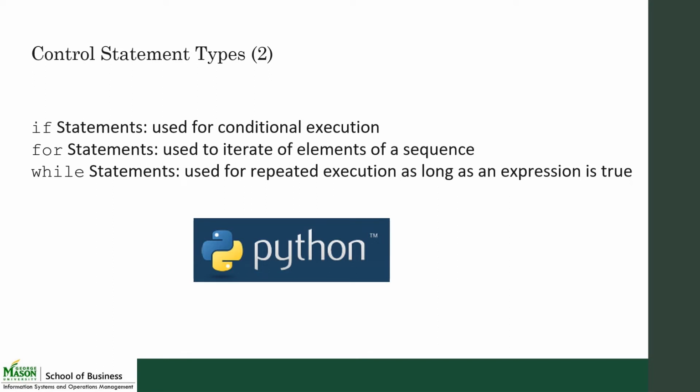If statements use conditional statements to assess whether or not to execute certain blocks of code. A for statement assesses each value inside a sequence, such as a list or a dictionary, and performs an action on it one at a time. A while statement repeats the same action over and over as long as the stated condition is true.